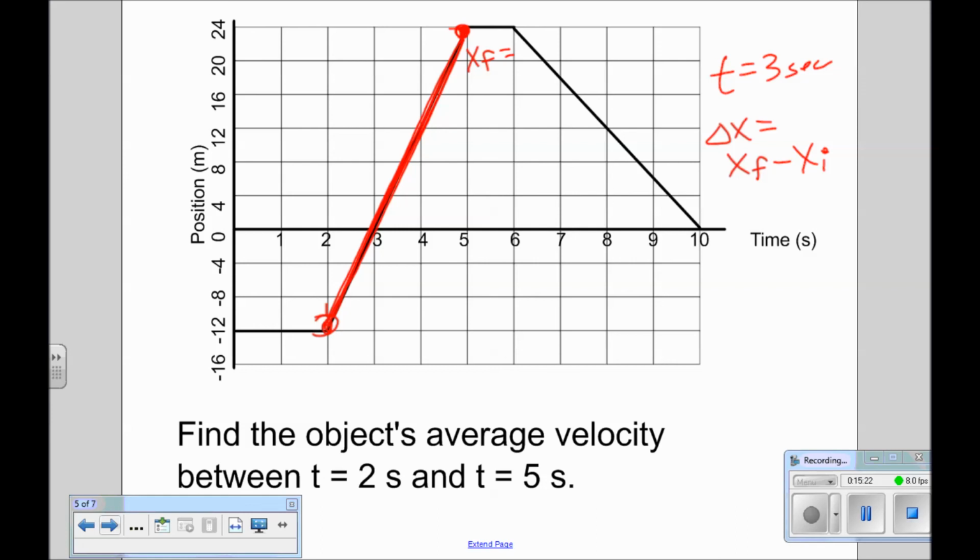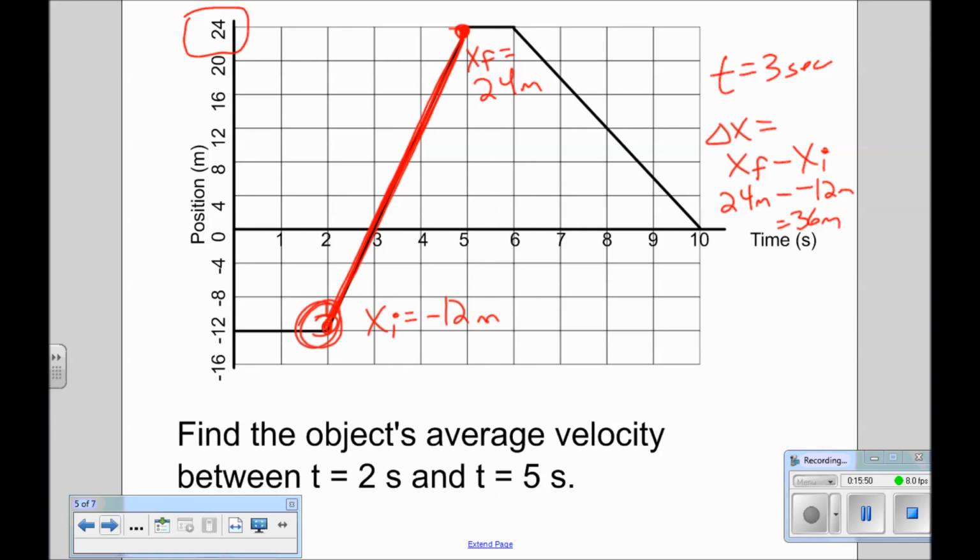Okay? So for us, let's see, our final position, final means at the end, right? So that's going to be at the end of the time. So our final position is 24 meters, right? And then my starting position is -12 meters, right? So to find my displacement, I'm going to take my final minus my initial, and I'm going to get 36 meters.